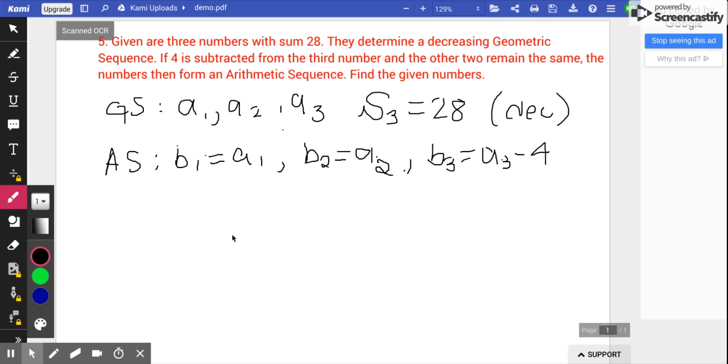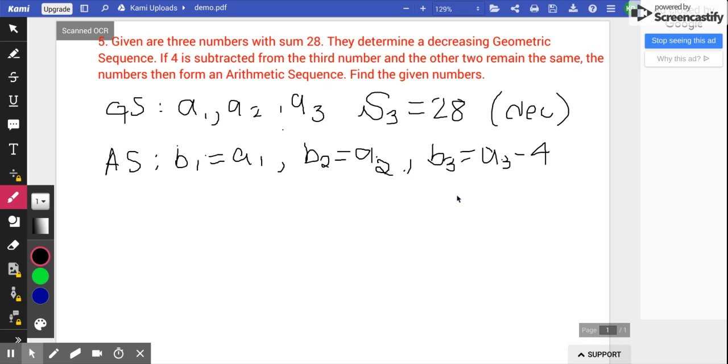So we start with this problem, which is we are given three numbers that sum to 28 and they are within a geometric sequence. So this is the first line here that I've written. I have three terms, A1, A2, and A3. They sum to 28 and this geometric sequence should be decreasing, which will help me later on to determine the value for R. The arithmetic sequence has the same first two terms as the geometric, but the last term should be 4 minus the one that we were given originally. So our goal now is to find what A1, A2, A3, B1, B2, B3 are.